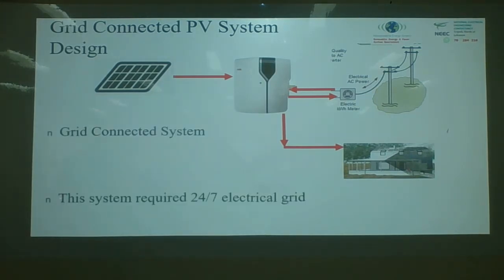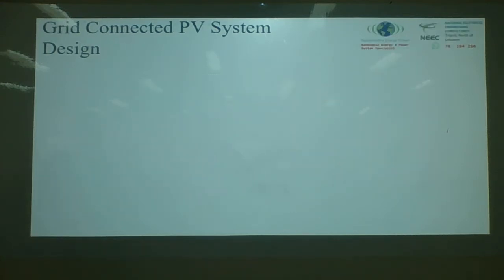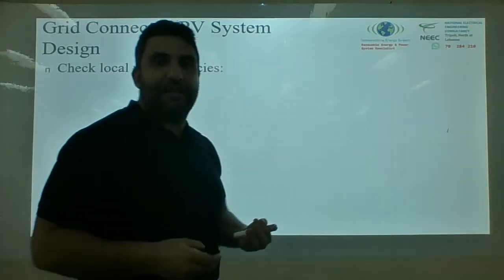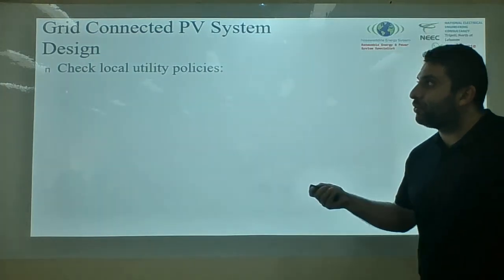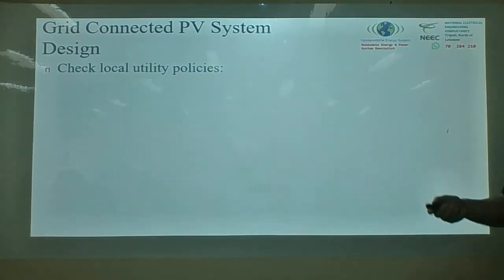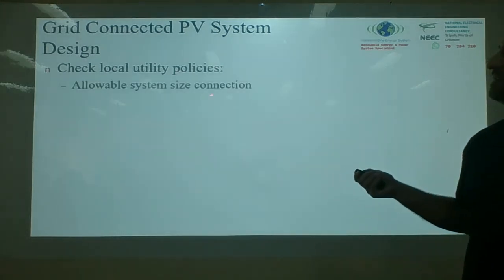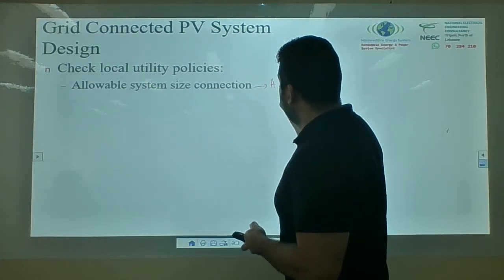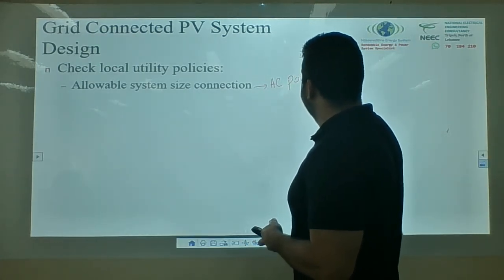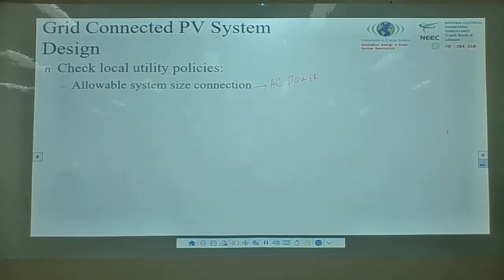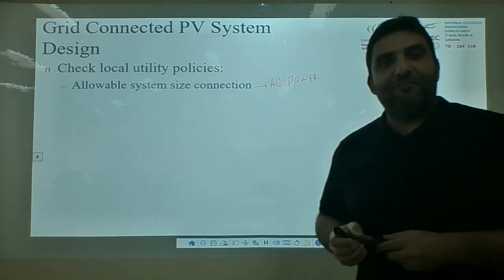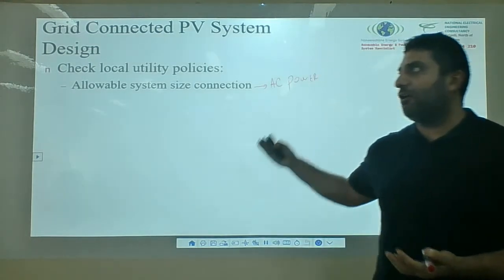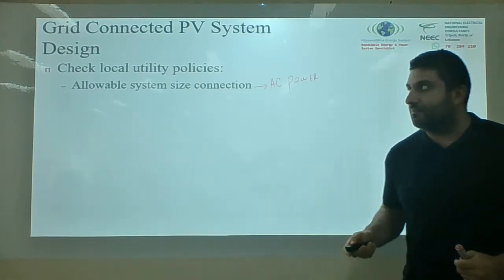As we said before, for this system to work, it requires 24/7 electricity from the grid. Before we go ahead into the design of the grid connected system, it's very important for me to check the local utility policies. Allowable system size connection: the utility refers to the AC power. For example, some utilities will allow you to connect 5 kilowatt or 8 kilowatt single phase, or maybe 10 kilowatt 3-phase system.